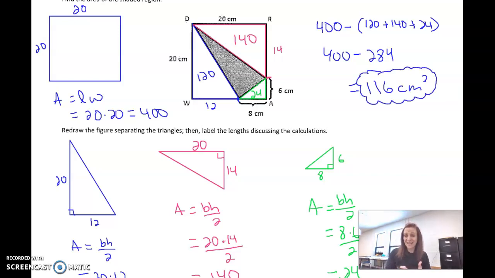I know that was kind of a long problem, but I want you to see that when we're dealing with composite area problems, sometimes we're going to take the whole thing and subtract off pieces to get what we want. Sometimes, like in the previous problems, we're going to have to find the area of different pieces and then add them together.